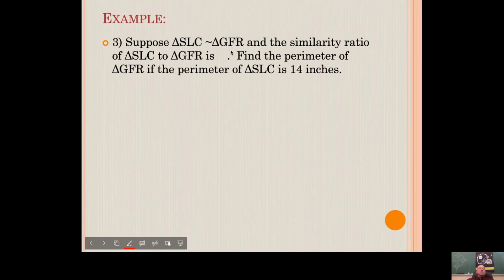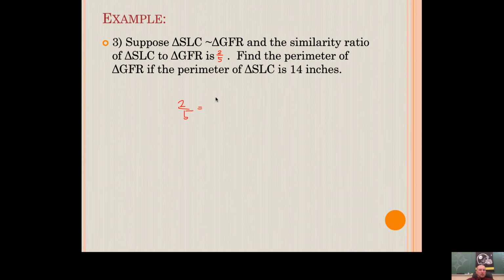Let's say we have two similar triangles, and the similarity ratio of this triangle to that triangle is something that didn't copy over. I'm going to put a number in there in a second. Find the perimeter of triangle GFR if the perimeter of triangle SLC is 14 inches. So I'm going to say the scale factor is 2 to 5, or the similarity ratio is 2 to 5. So if the similarity ratio is 2 to 5, then the ratio of perimeters is going to be 2 to 5 as well.